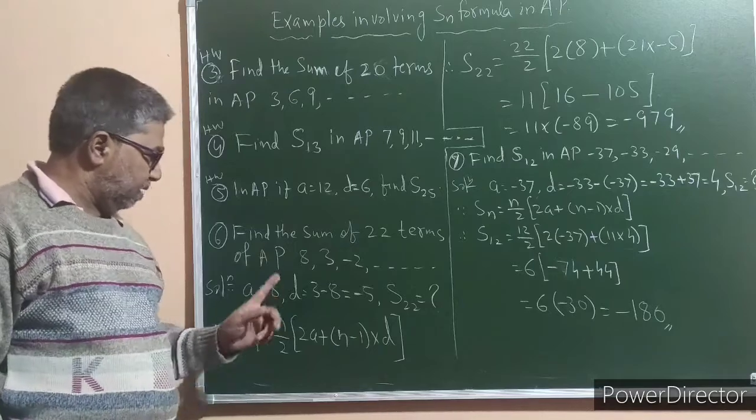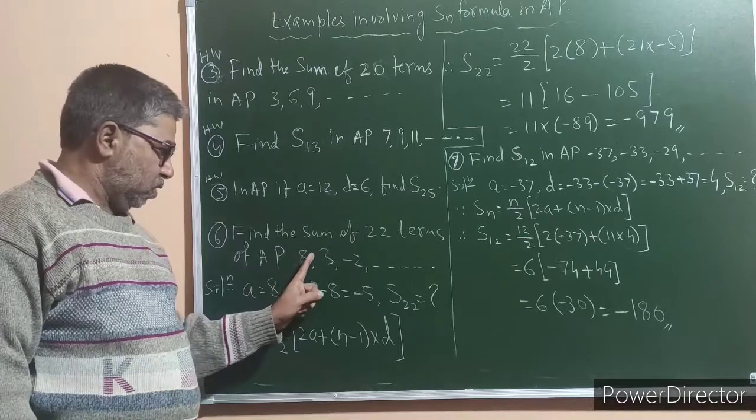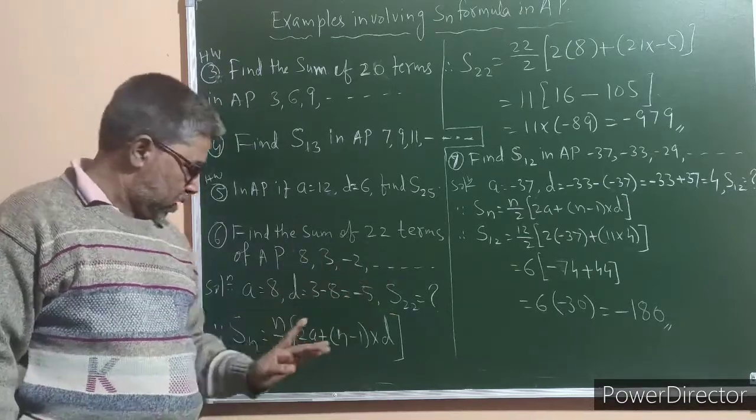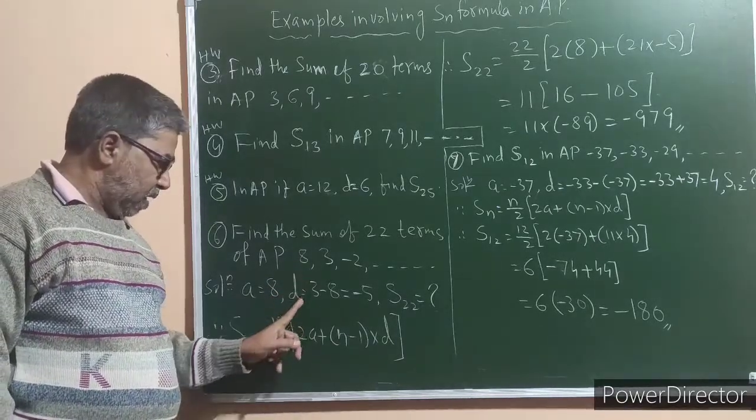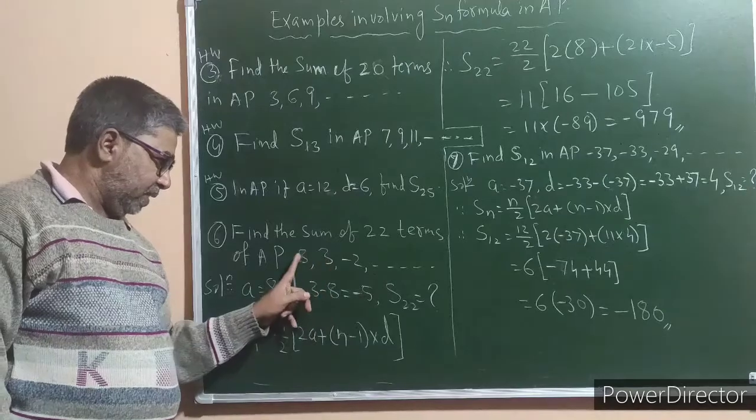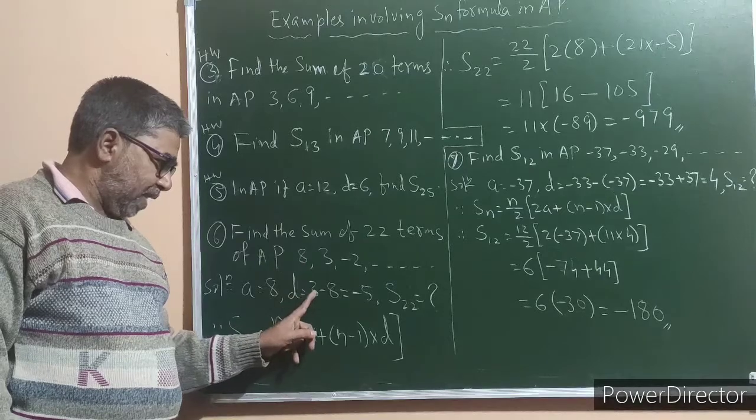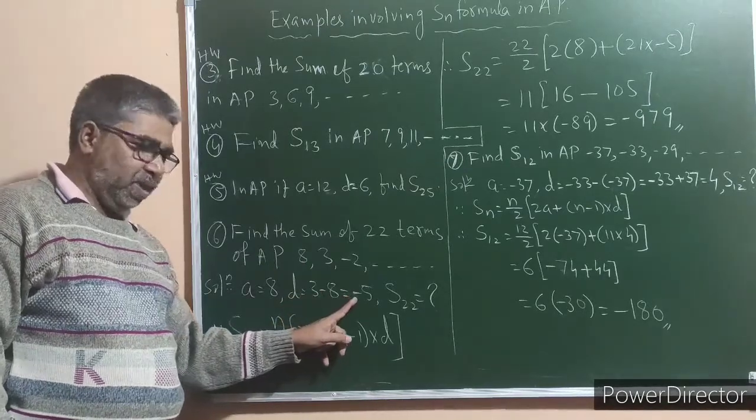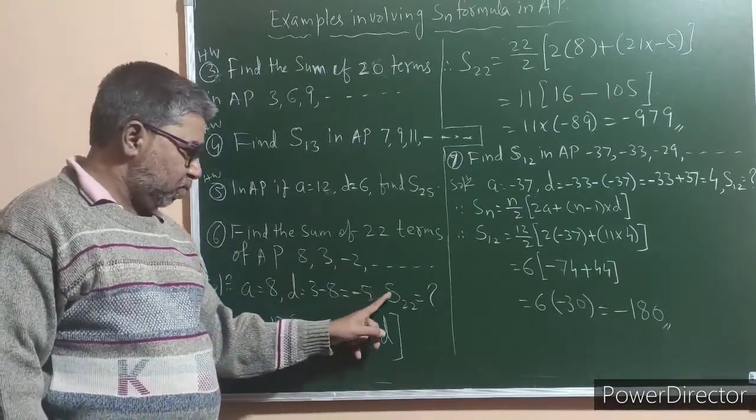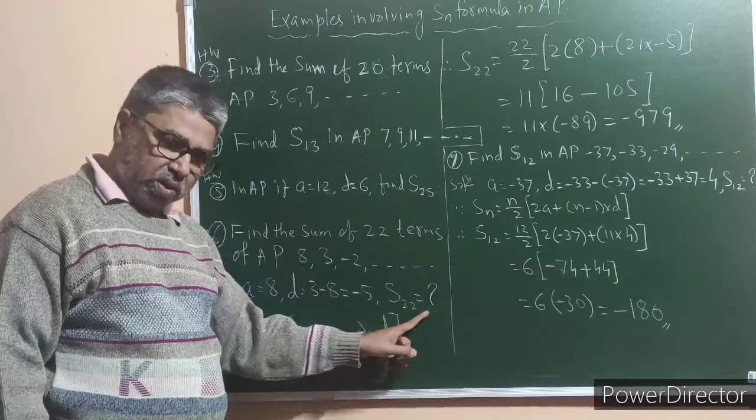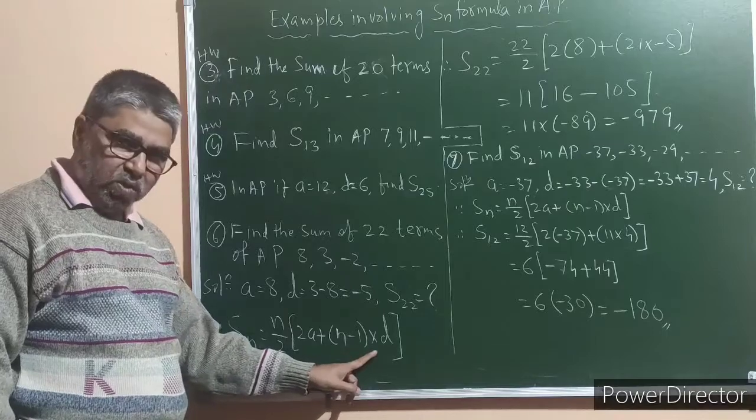Now coming to the next example: find the sum of 22 terms of the arithmetic progression 8, 3, minus 2, and so on. Here, solution: a is equal to 8, that is the first term. Then the common difference is next term minus preceding term, 3 minus 8, that will be minus 5, and minus 5 is the value of the common difference here. The sum of 22 terms is equal to question mark. Formula: Sn is equal to n upon 2 into bracket 2a plus n minus 1 into d.